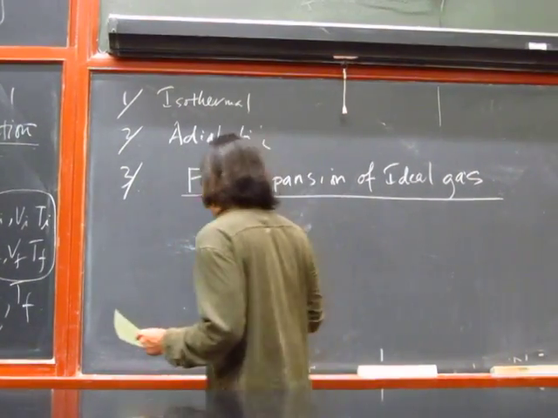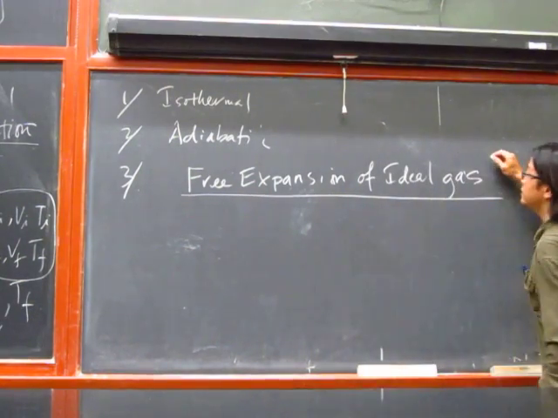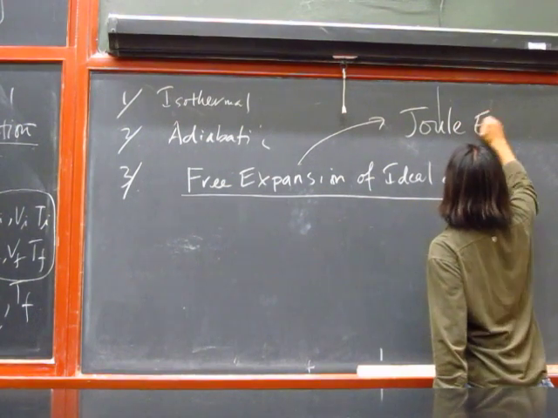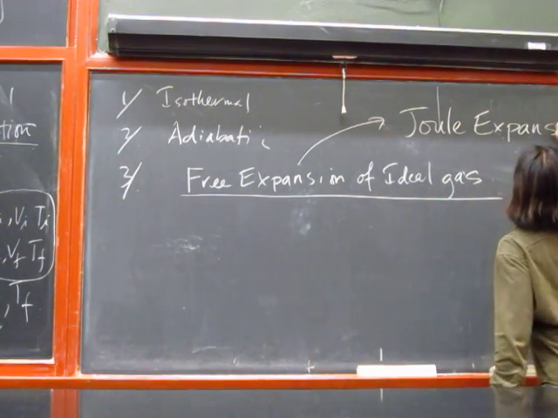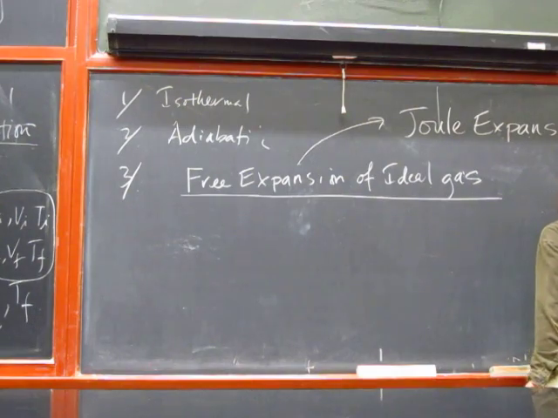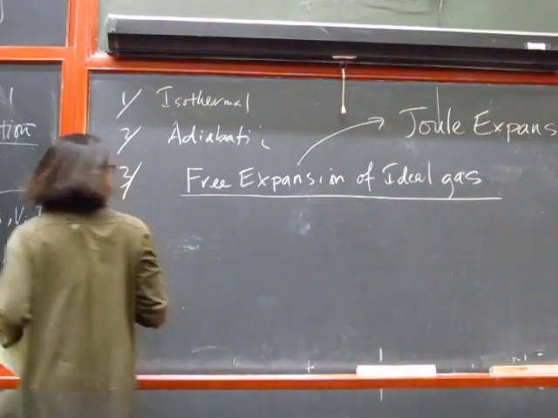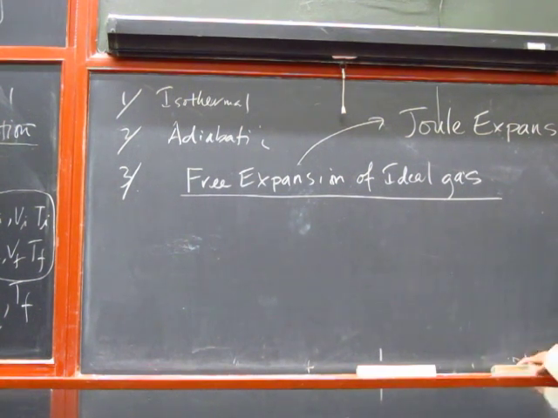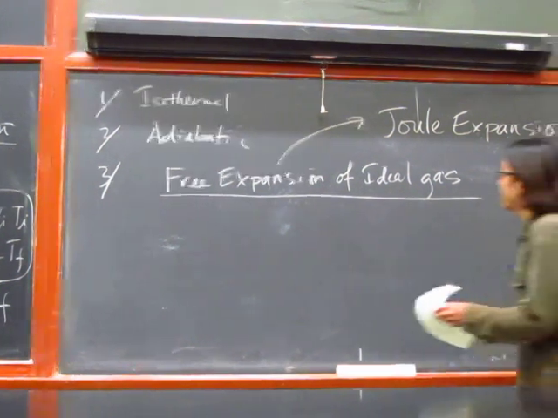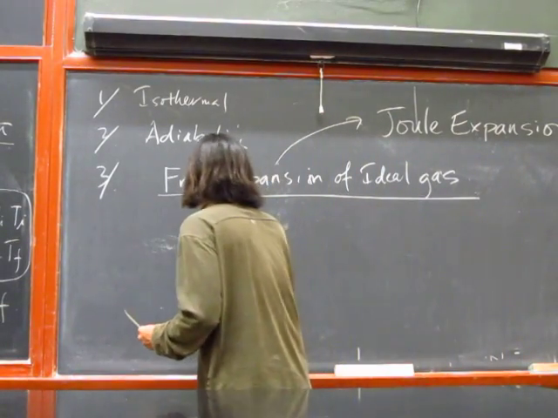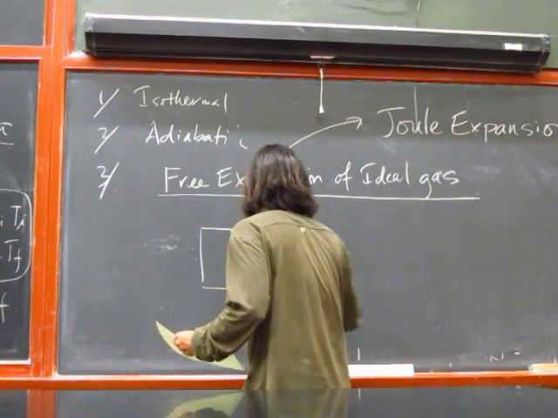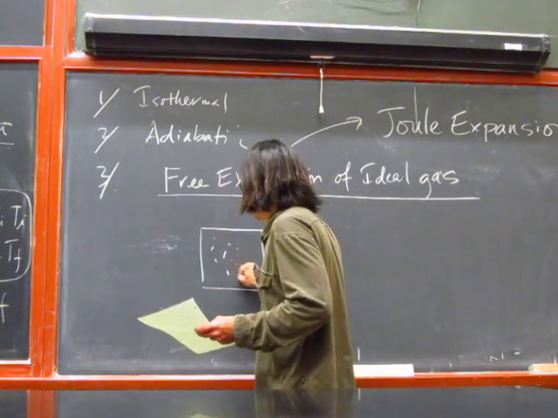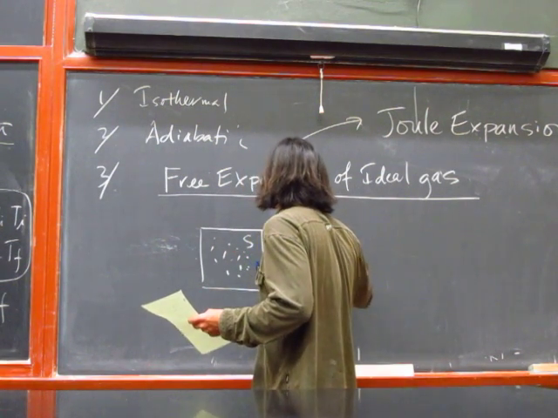Just to stay close to how the original experiment was being done, this is actually also called Joule expansion. It's a very simple experiment, but it's one of the more important experiments in the history of classical thermodynamics. So what you have is a system with a partition. All the gas is over here, and the other side is vacuum.